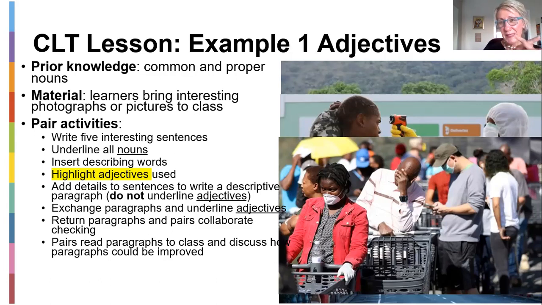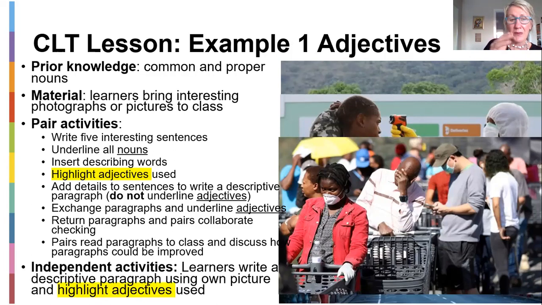They might say, well, you can't just say the man was standing, you must rather say the exhausted man. And you don't just say the long queue, you must say the not social distancing queue or something like that to make it more descriptive. And then independently, they will now go and write their own descriptive paragraph and highlight all the adjectives. There's your theme, it's about adjectives, and they've used relevant material to write the paragraphs, understanding the noun use, and then they'll also be highlighting their adjectives. Okay, I think they can do it.